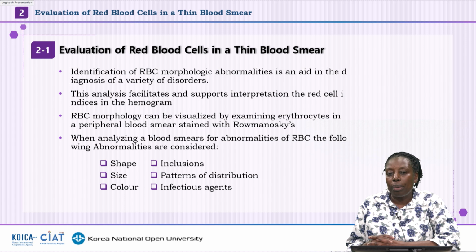abnormalities of shape, abnormalities of size, abnormalities in color, whether the red blood cell has got inclusion bodies, it shouldn't have anything, not even a nucleus, whether there are abnormal patterns of distribution of these cells in a thin blood smear, they should be uniformly distributed, and also looking to see whether we've got infectious agents in the red blood cells.